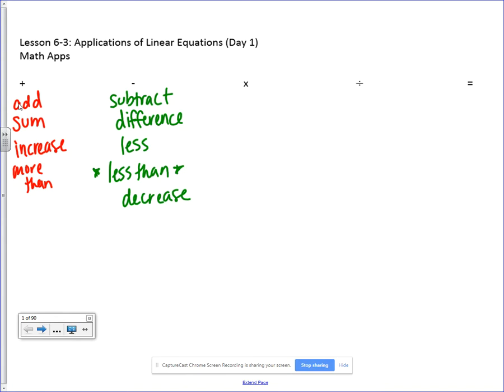Next up, I have multiplying. All of those words mean to multiply. Now, specifically, you see that word twice, and twice means that you should be multiplying by 2. Okay, so obviously if we have triple and whatnot, that would mean to multiply by 3 and so on and so forth. All right, next we have that division symbol.